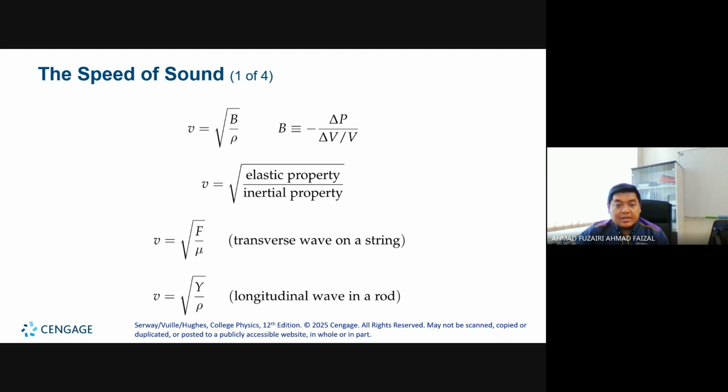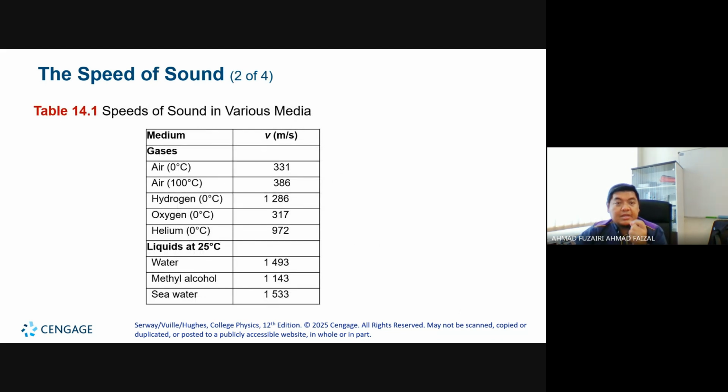Now we look into the speed of sound in various examples. It's 343 or, in air, it happens to be 331. 343 is the speed of sound in vacuum. But of course in a vacuum we cannot hear anything because it doesn't have any air. So therefore, for the speed of sound in air, we should use 331 meters per second.